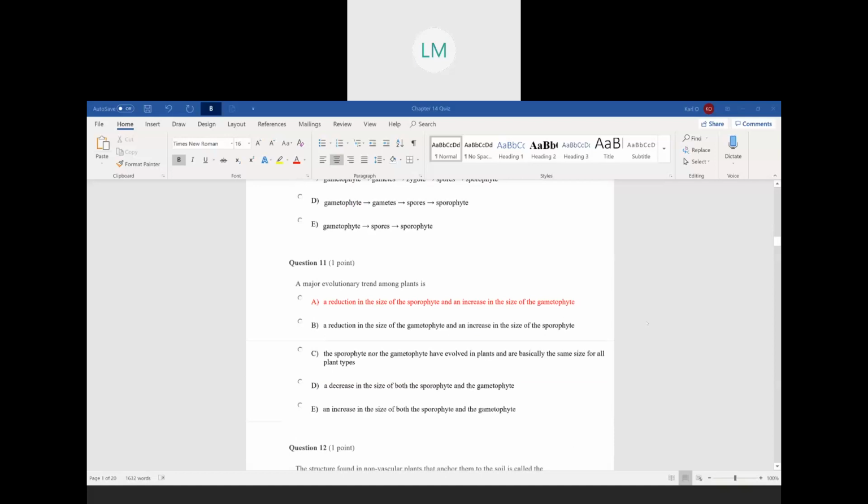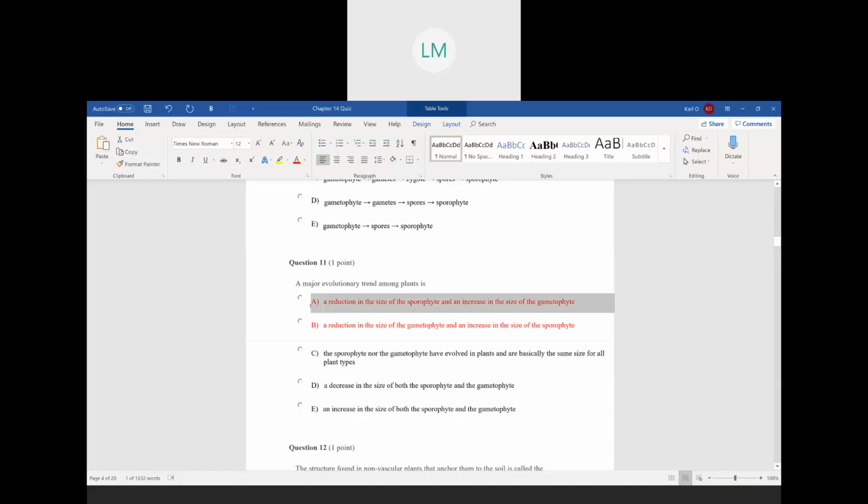Question number 11, a major evolutionary trend among plants is... the correct answer here is A, a reduction in the size of the sporophyte and an increase in the size of the gametophyte. That's not the correct answer. It's supposed to be this one. I think I highlighted the wrong one. This one right here, the reduction in the size of the gametophyte and the increase in the size of the sporophyte. That's the correct answer here.